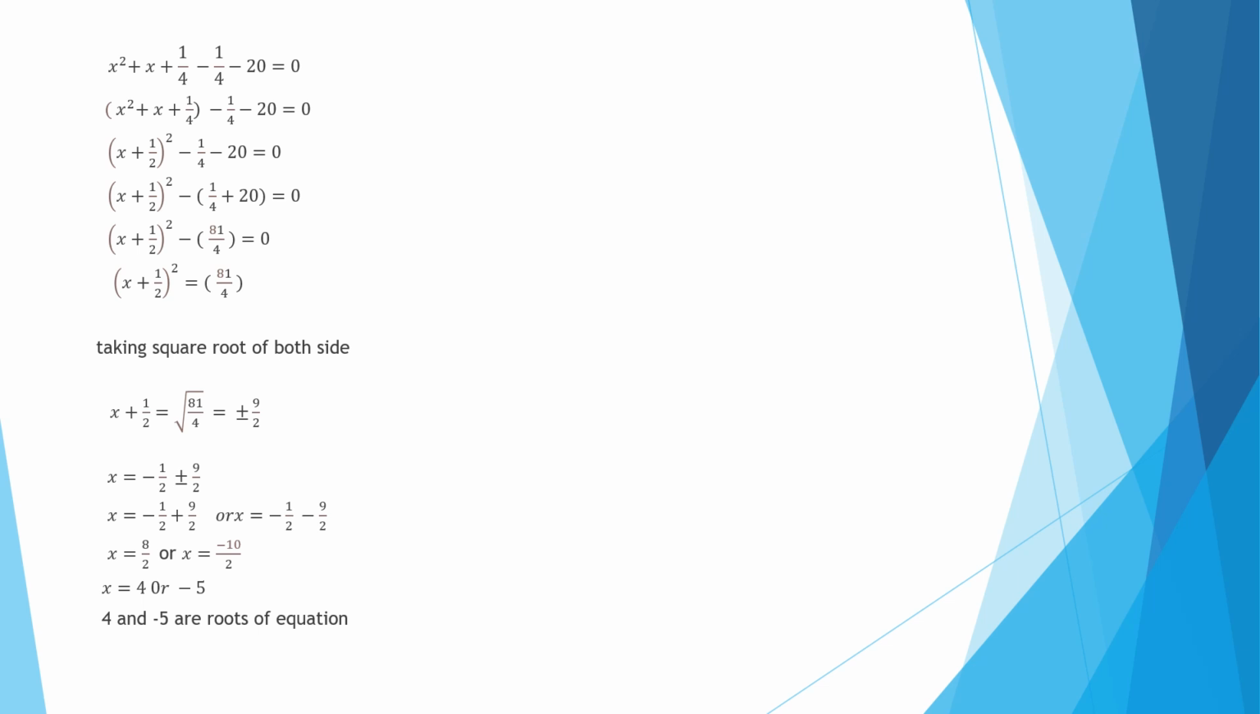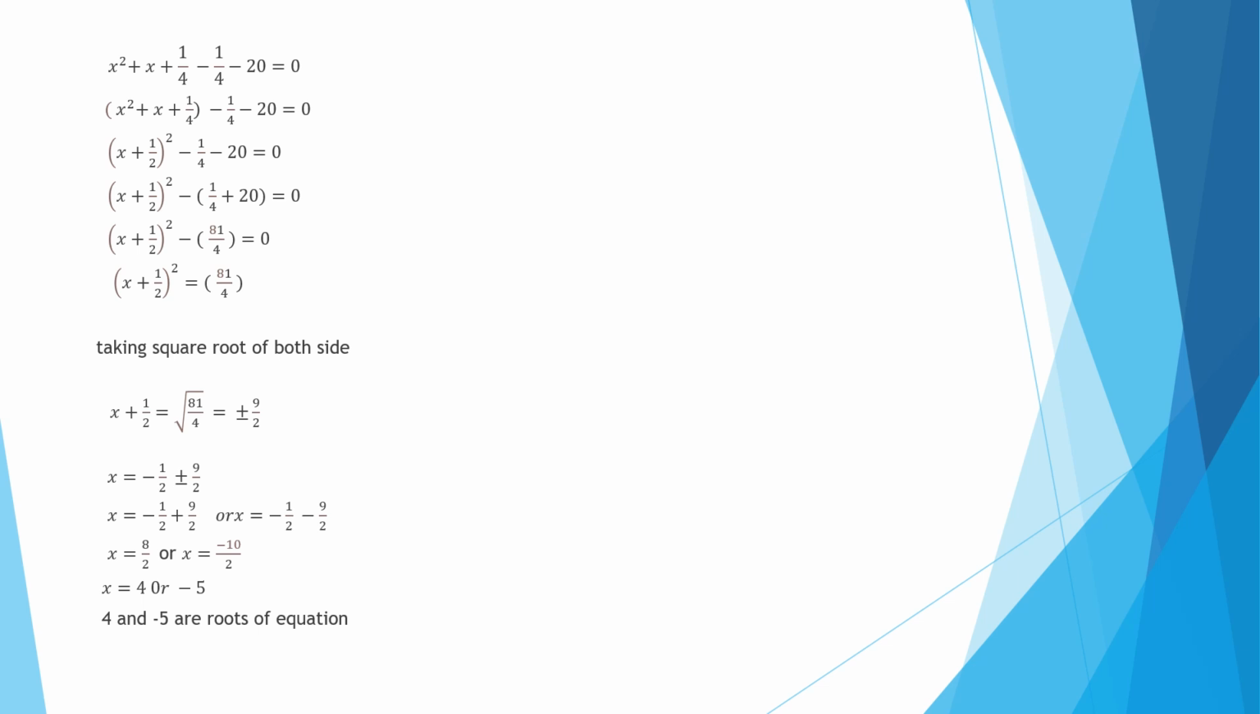Then we write in the first bracket (x plus 1 by 2) square minus 81 by 4 is equal to 0. Then we take this term to the other side: minus 81 by 4 becomes plus 81 by 4 on this side. So we write (x plus 1 by 2) whole square is equal to 81 by 4. We observe that 81 by 4 is the square of 9 by 2. So here we take the square root of both sides.